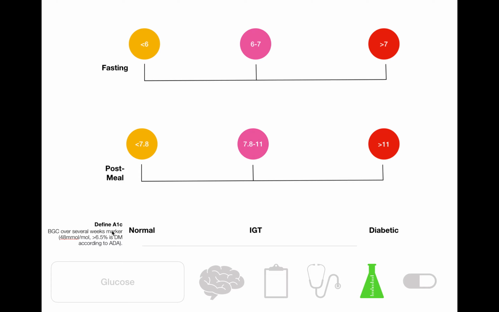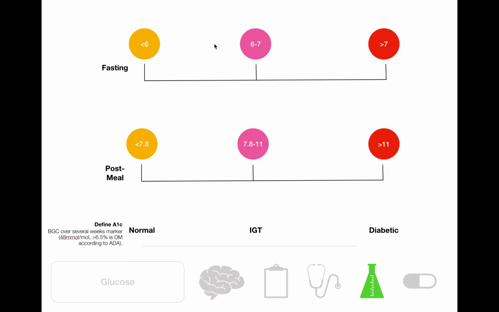So quick nod down here, A1C that you can also use. This is the other way you can use it. So you can do a fasting blood glucose, a post-meal blood glucose, or an A1C, which calculates your blood glucose concentration over several weeks. So it's a marker of a more longer thing, so it's probably a little bit better, some would say. You want it to be 48 millimole.